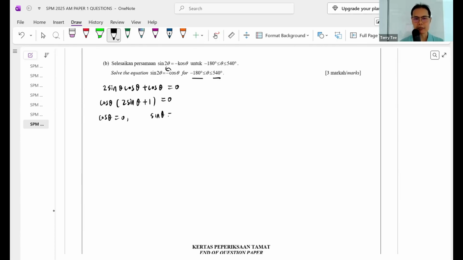Your sine theta can be negative 1 over 2, am I right? Can we draw the graph? Cos theta equals 0. How does it look like? Normally I would use either unit circle or graph. I like graph because graph is easier. We draw a graph of cos like this, right? This is 0. This is what? 90. This is 270. What is this? 360. After 360, you extend.